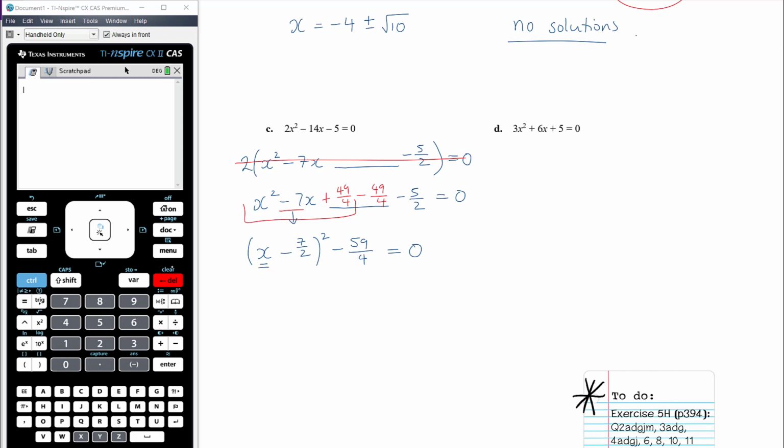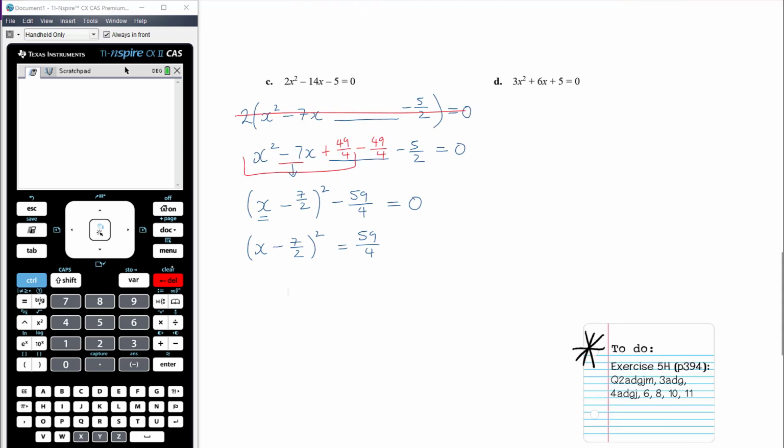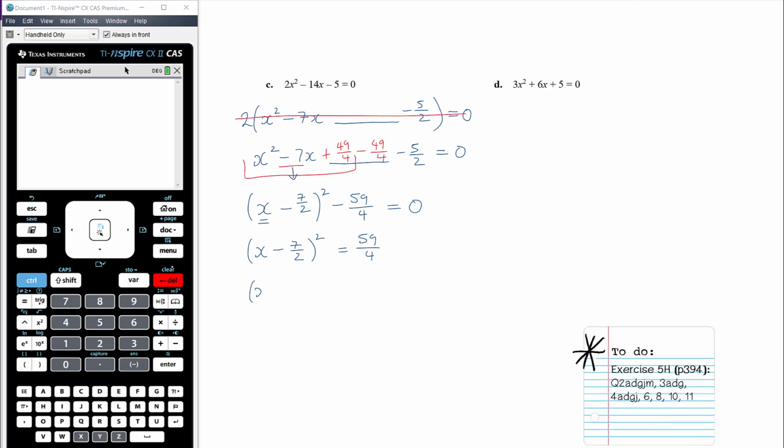We've just got x here. We just want to get x on its own, so we're going to add 59 on 4, take the square root, and add 7 on 2. So we're going to have x minus 7 on 2 all squared equals 59 on 4. We're going to take the square root of both sides, so we get left with x minus 7 on 2 on the left, and positive or negative square root of 59 on 4.